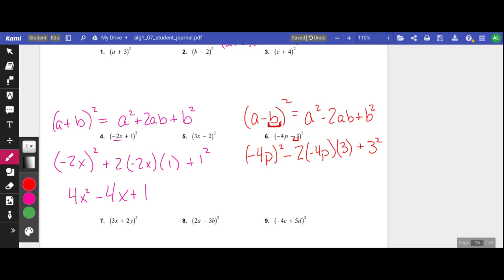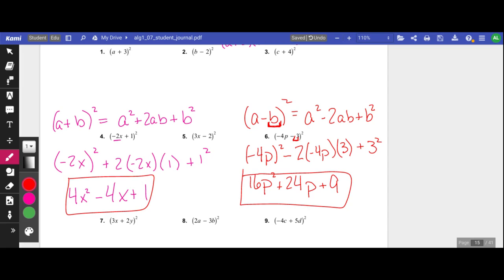All right, then final answer, okay, negative 4p squared, so negative 4 squared is positive 16. Then I've got p squared. Okay, I've got negative 2 times negative 4, so I've got positive 8 times 3, I have positive 24p. And then 3 squared, okay, I've got positive 9. Right? And that's my final answer here. I should have boxed this one up too.